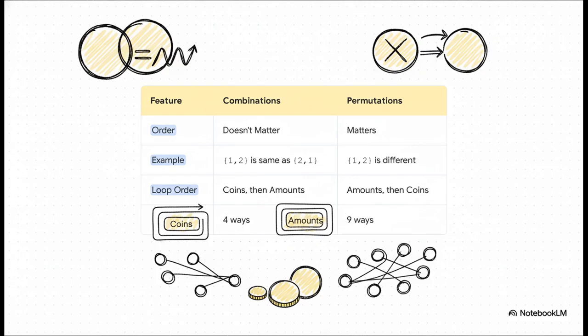If order doesn't matter, we're talking combinations. If it does, we're talking permutations. Now, what's really wild is that the answer you get depends entirely on how you structure your code. If you loop through your coins first, like consider all the ways using pennies, then add nickels to the mix, and so on, you'll get the unique combinations. But if you loop through the amounts first, you'll end up counting the same sets of coins in different orders, which gives you the permutations. A tiny change in code, a completely different answer.